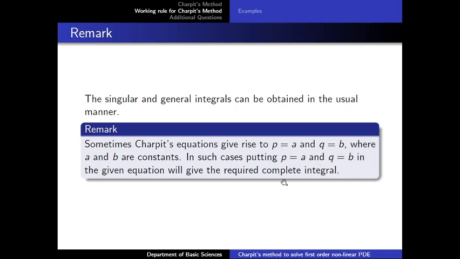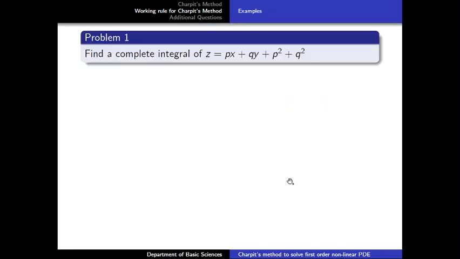To get a more convenient general complete integral, in this case we will substitute p equal to a and q equal to b in the given equation itself to get a more general complete integral. Let us discuss the method with the help of an example problem. Find the complete integral of z is equal to px plus qy plus p square plus q square.